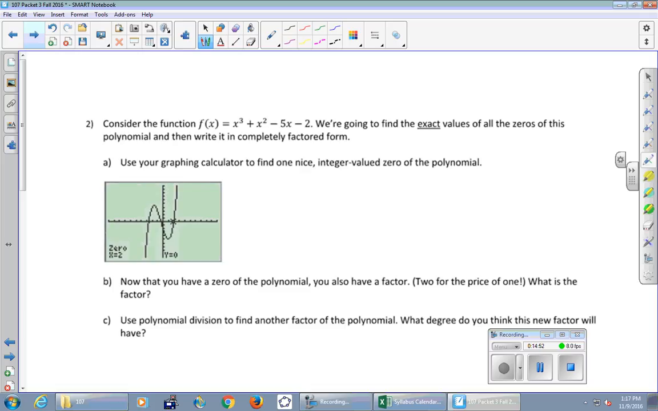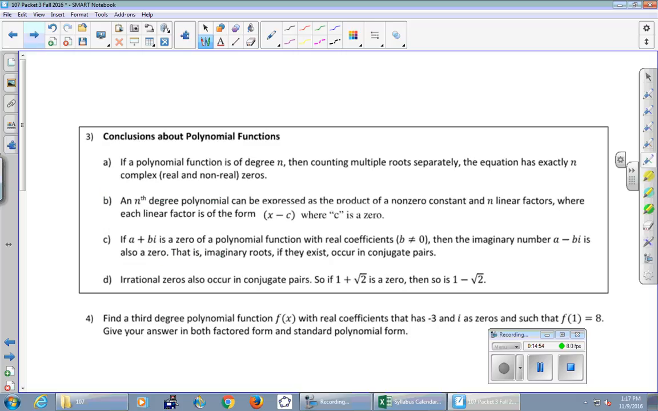Let's actually skip this page temporarily and go to the page right after. I think we're ready to just look at the conclusions. We've talked about a bunch of this already. If a polynomial function is of degree n, then counting those multiple roots separately, like the -3 and the -3, the equation has exactly n zeros. Some might be real, some might be imaginary, some might be repeated, but altogether the degree and the number of solutions are exactly the same.